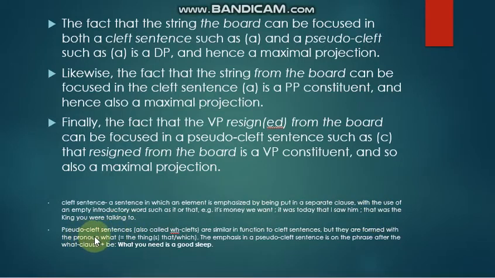While pseudo-cleft sentences, also called WH clefts, are similar in function to cleft sentences, they are formed with the pronoun what, such as that or which. The emphasis in a pseudo-cleft sentence is on the phrase after the WH clause or what clause plus be. What you need is a good sleep, for example.